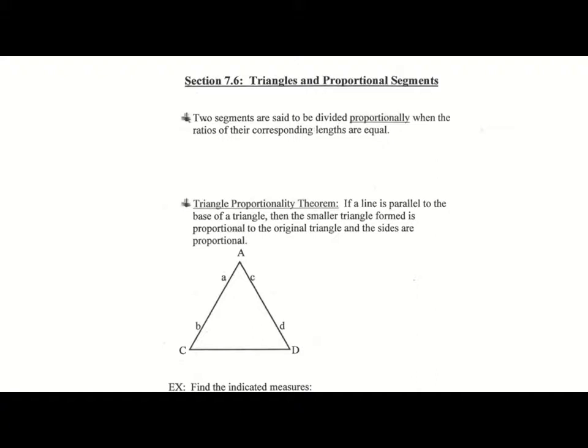BC and EF are going to be a ratio. So we would have 3 to 6.